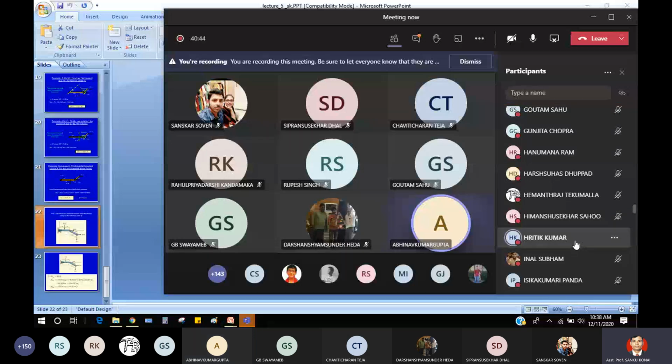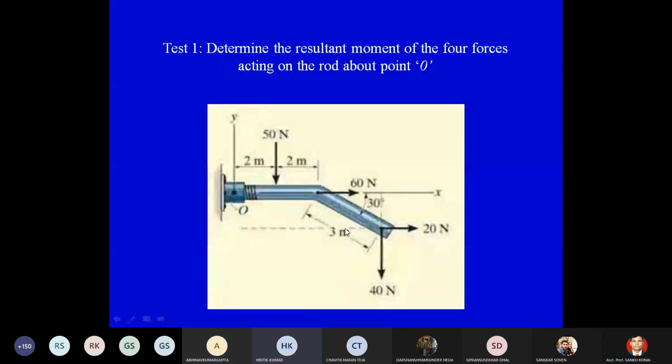Okay, Ritik, in this figure, can you see the figure? Can you see the slide? No, sir. Slides are not coming now. Now I'm seeing, sir. Okay, tell me if you understood now how to calculate the moment. So tell me what will be the moment about O for this 20 Newton force.